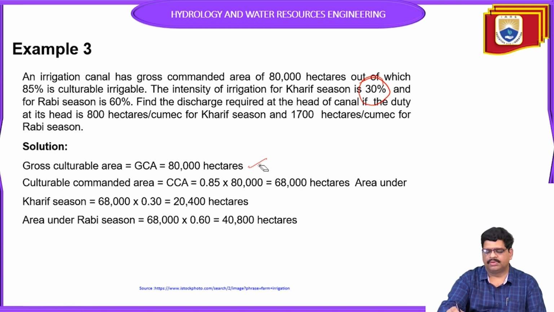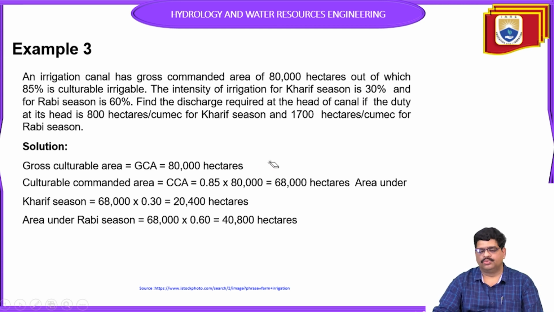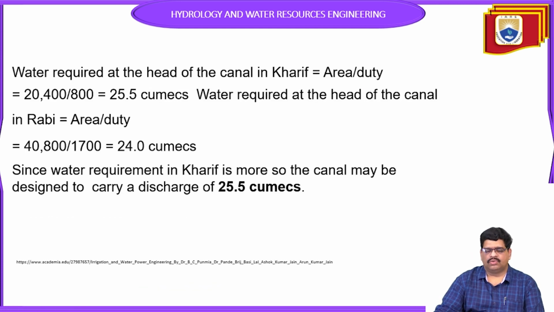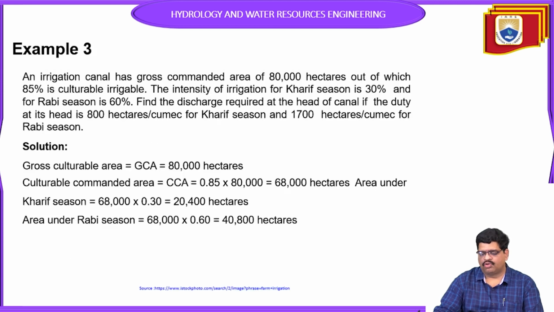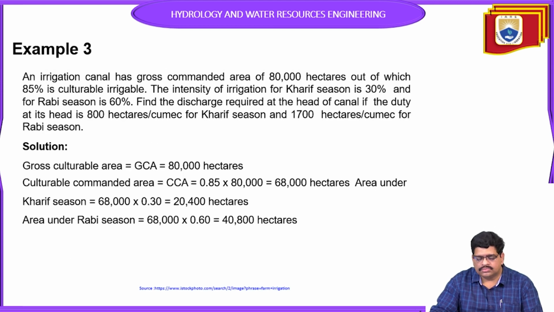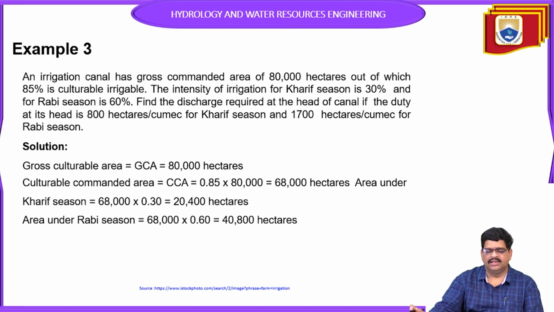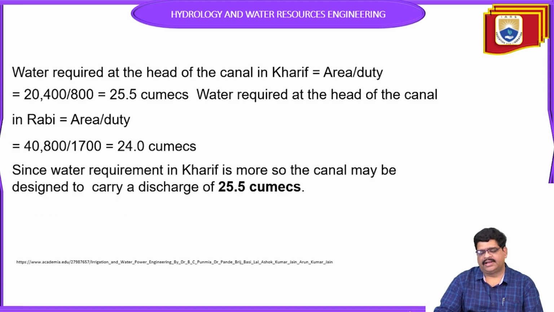These are very interesting problems, so very important, and also in real time it can be applicable. So water requirement for the head of the canal, Kharif, is equal to area by duty. So how much you have? 20,400, from the Kharif season, divided by 800 hectares. Water requirement at the head of the canal for the Rabi is equal to area by duty, that is equal to 40,800 divided by 1,700, that is equal to 24 cumecs.